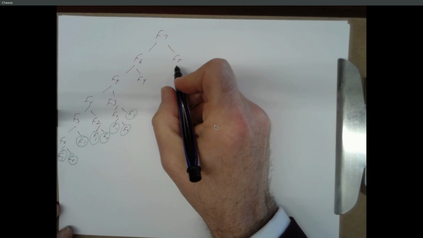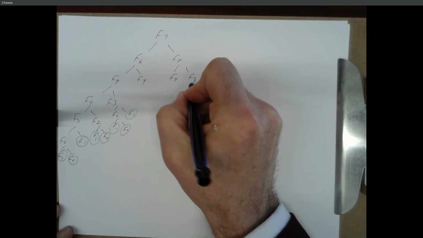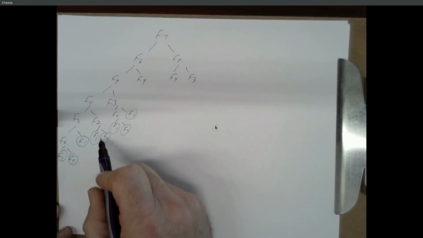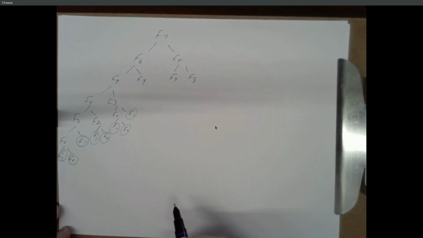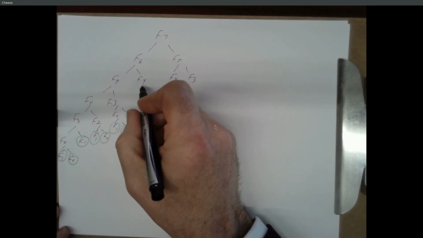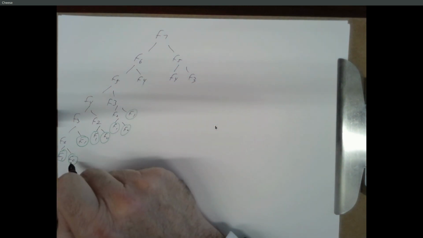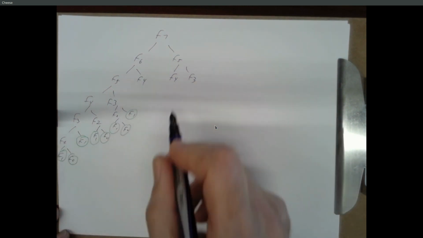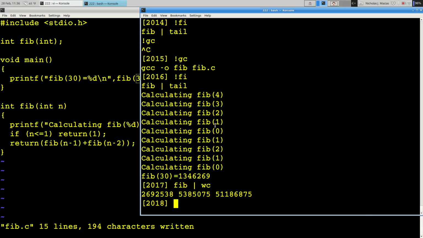And over here on this other side, we're going to need to calculate F5. Well, to do that, we're going to need to calculate F4 and F3. And to calculate F4 means all of this stuff. And to calculate F3 means all of this stuff. And we're going to need to do F4 again over here. So how many times are we going to calculate the same value of our Fibonacci function? How many times are we calculating F2? Hundreds. And that's why this is so inefficient, because we keep calculating the same values over and over and over again.